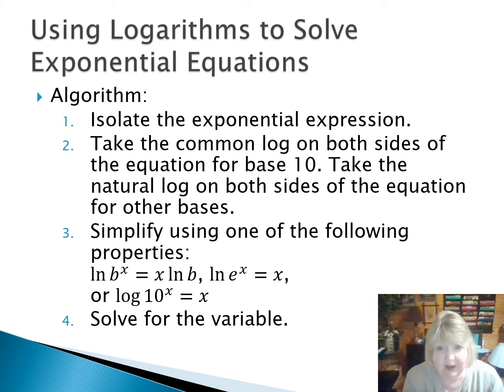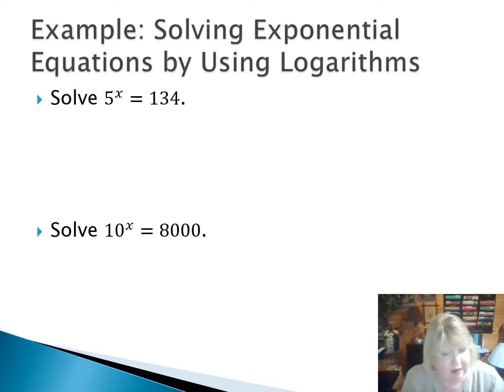Then simplify using our properties. If you took the natural log of b to the x, bring that x down, use that power rule. If you took the natural log of e to the x, that's just x. If you took the common log of 10 to the x, again, that's just x. So whichever one you do, that's where you're going to start, and you're going to solve for the variable x now. Because I know that that algorithm can be quite confusing, let's take a look at a couple of examples.